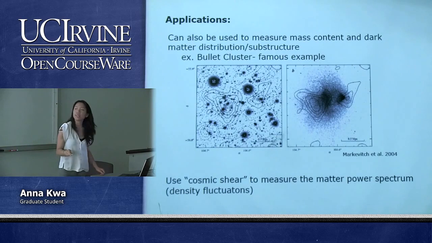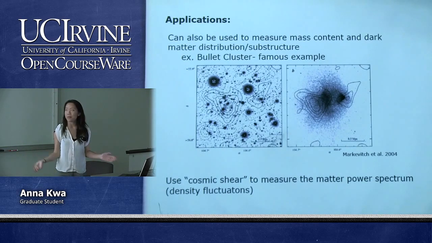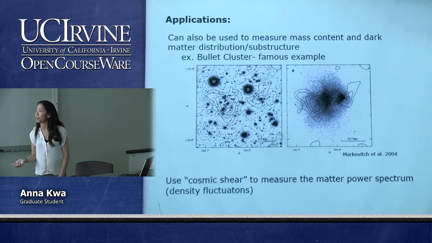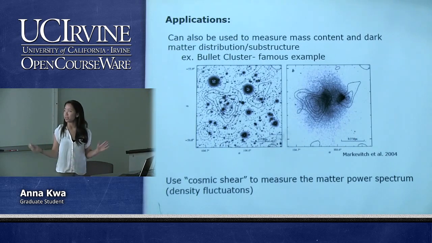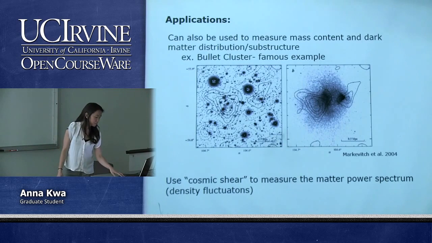Another use for weak lensing is to measure the cosmic shear. If you just take a lot of weak lensing measurements all over the place, we know there's dark matter substructure in the universe. If you believe in dark matter, you believe that there's dark matter substructure, and that will lens all the galaxies, and you can do a big statistical analysis and determine the level of the fluctuations in density.